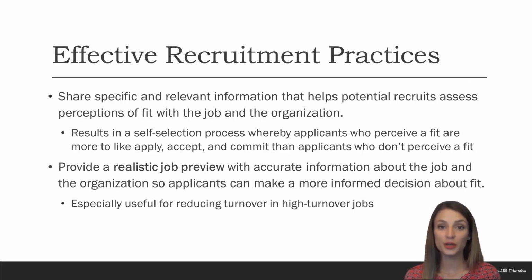Now let's look at some of the other practices that are associated with effective recruitment systems. Share specific and relevant information that helps candidates decide whether or not the job is a good fit for them, that helps them decide whether or not they have the qualifications required for success in that position. Help the applicants self-select in or self-select out of the application process. Provide a realistic job preview that shares the good, the bad, and the sometimes ugly about a particular job.